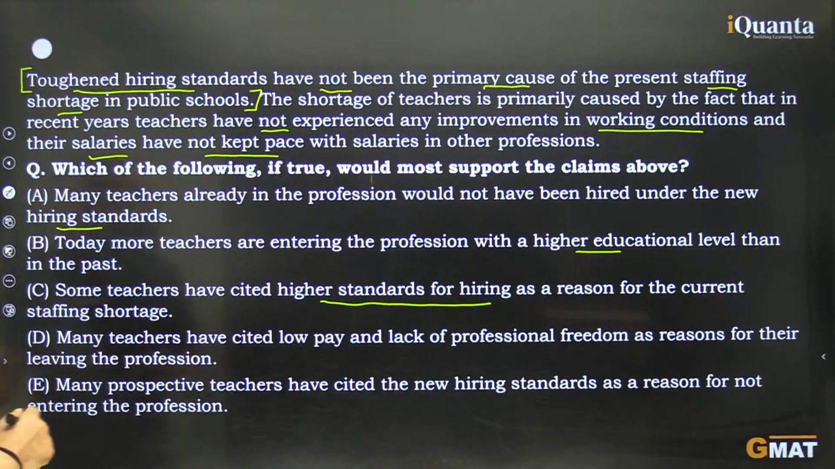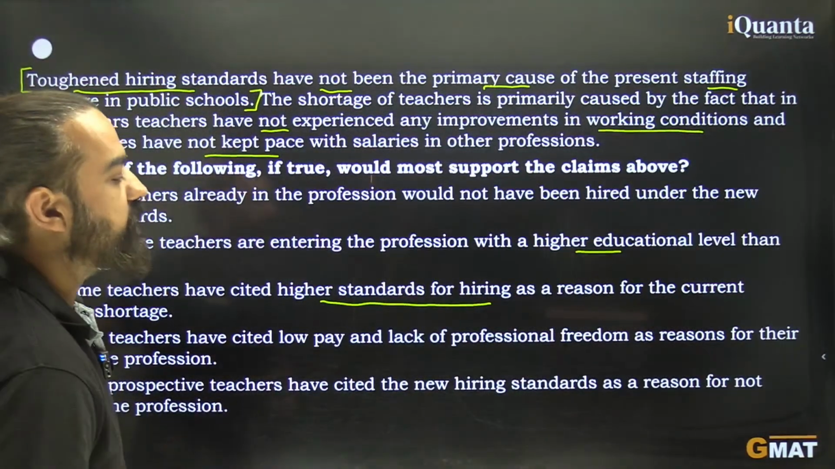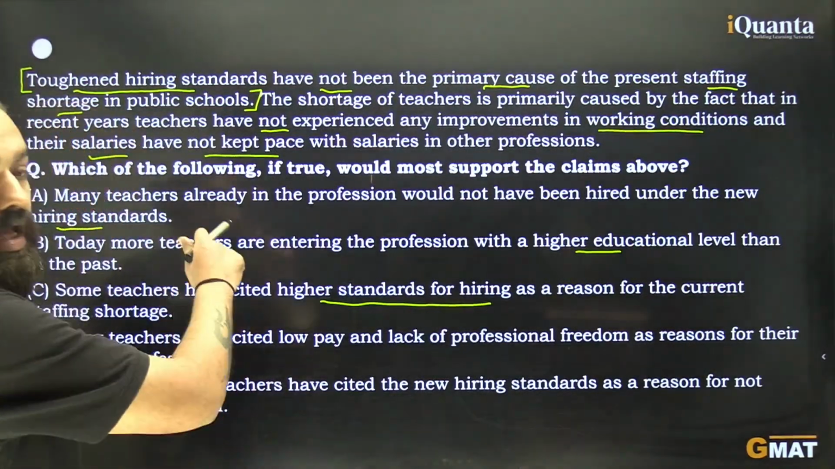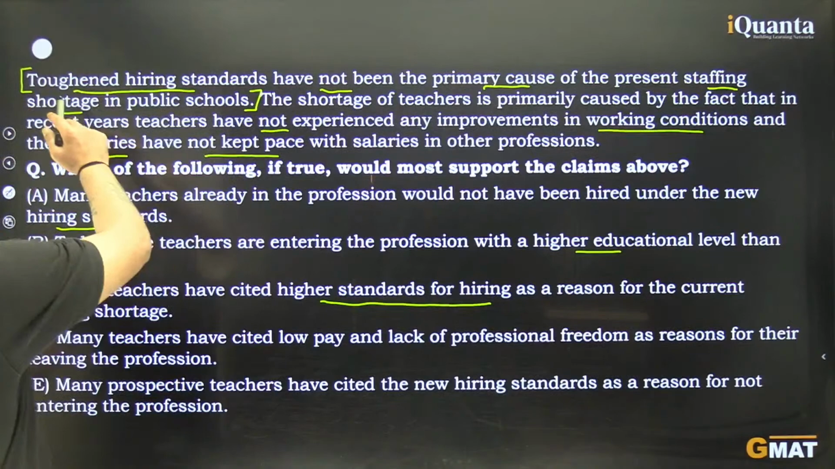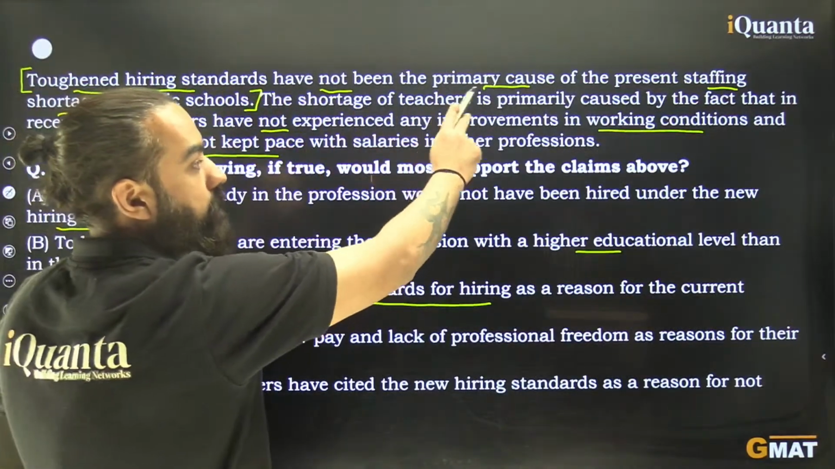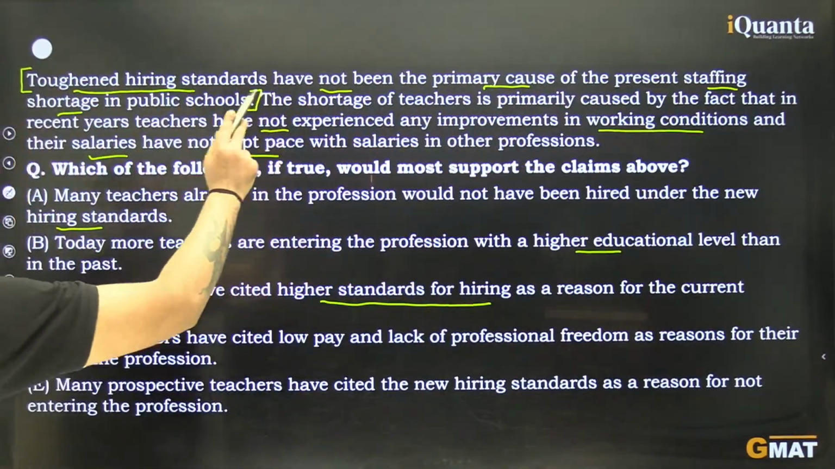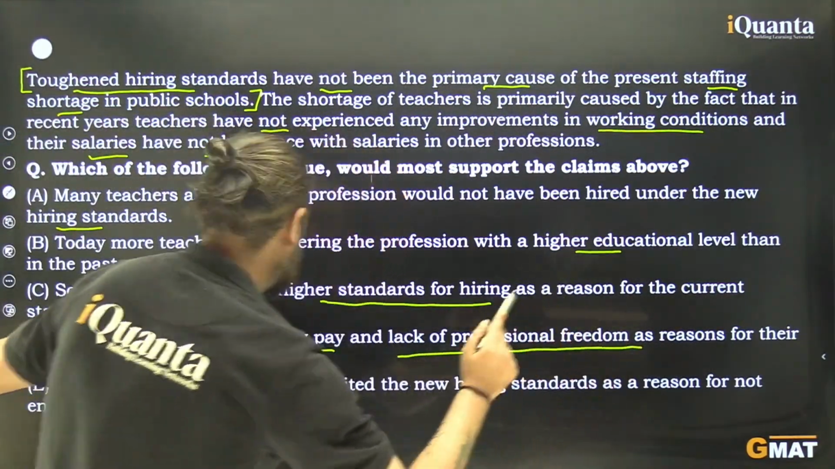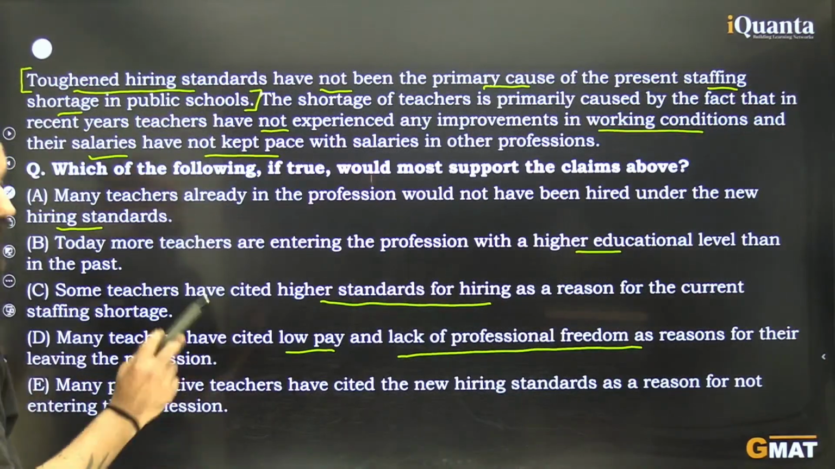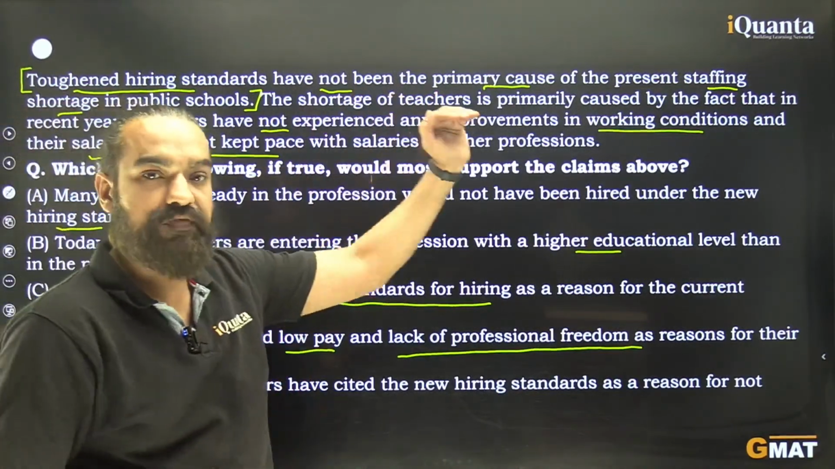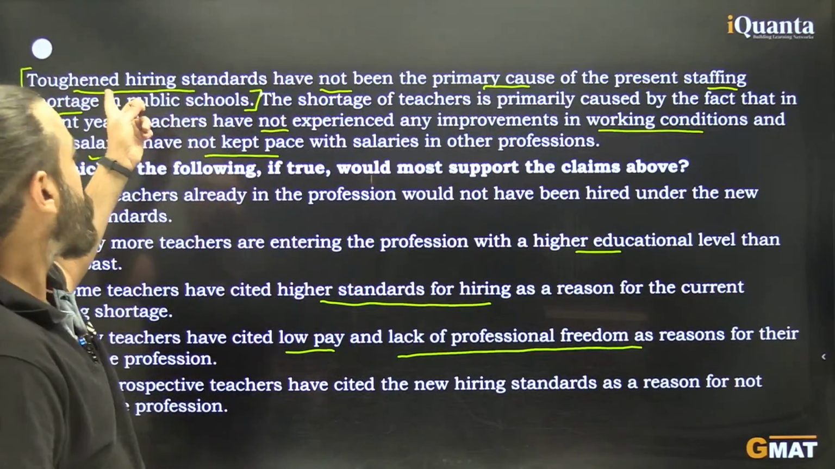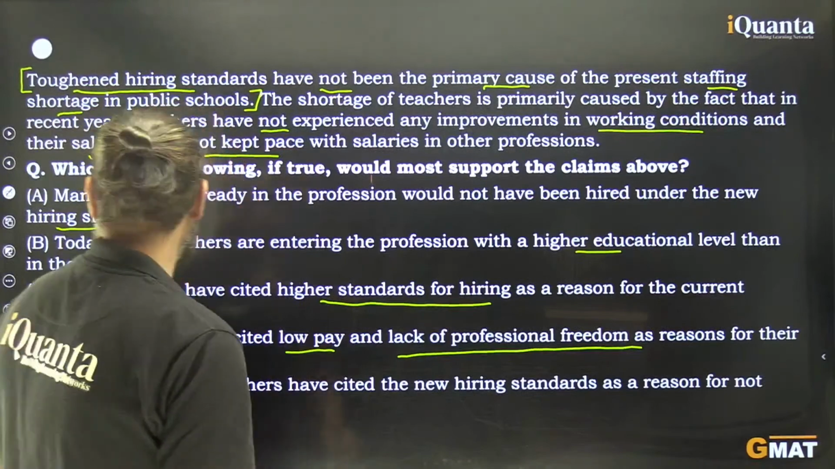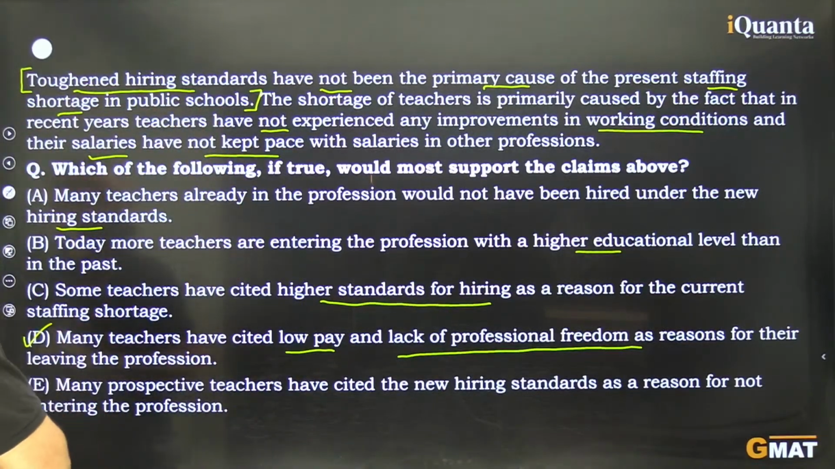D says, many teachers have cited low pay and lack of professional freedom as reasons for leaving the profession. Yes, this is in line with what the author is saying. Toughened hiring standards have not been the primary cause of the present staffing shortage in public schools. It is low pay and lack of professional freedom. Hence, the present staffing shortage is not because of toughened hiring standards, it is because of low pay and lack of professional freedom. Hence, D strengthens the argument.